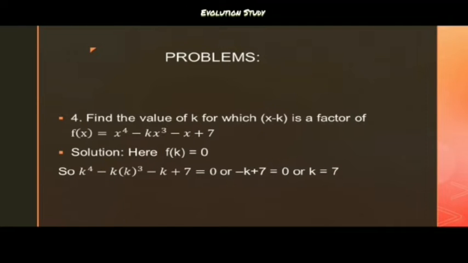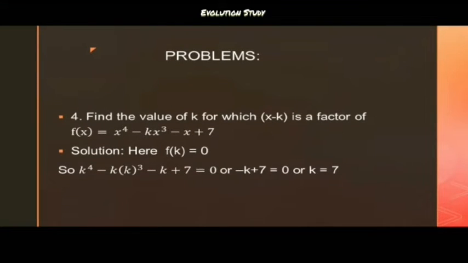f(x) = x to the power 4 minus kx cubed minus x plus 7. So by the solution you can write f(k) = 0, so k to the power 4 minus k into k to the power 3 minus k plus 7 is equal to 0, which means minus k plus 7 is equal to 0. Hence it implies that k is equal to 7.